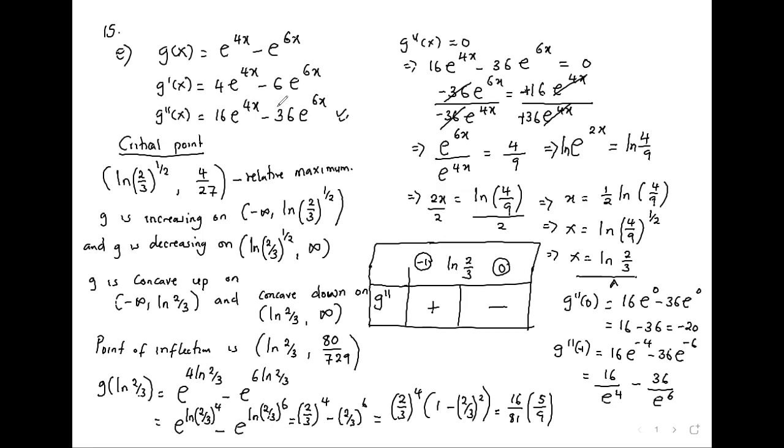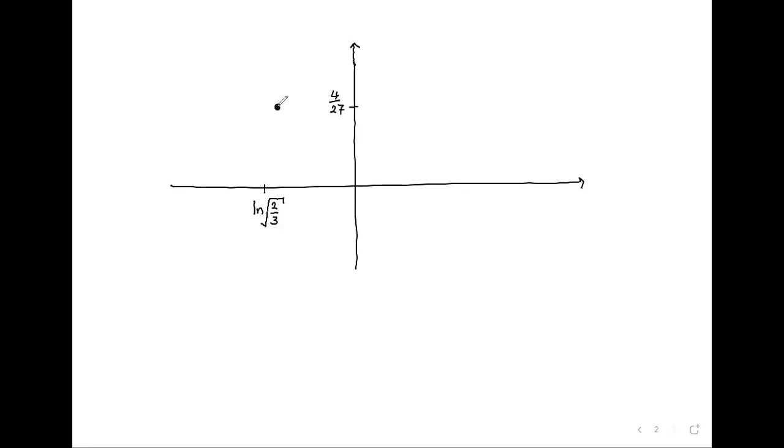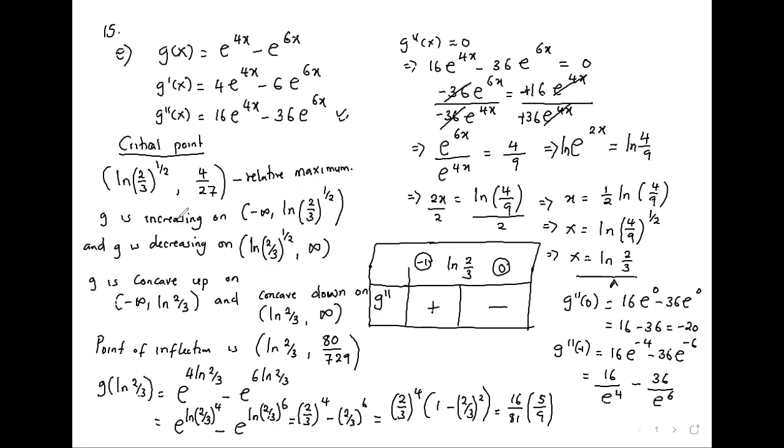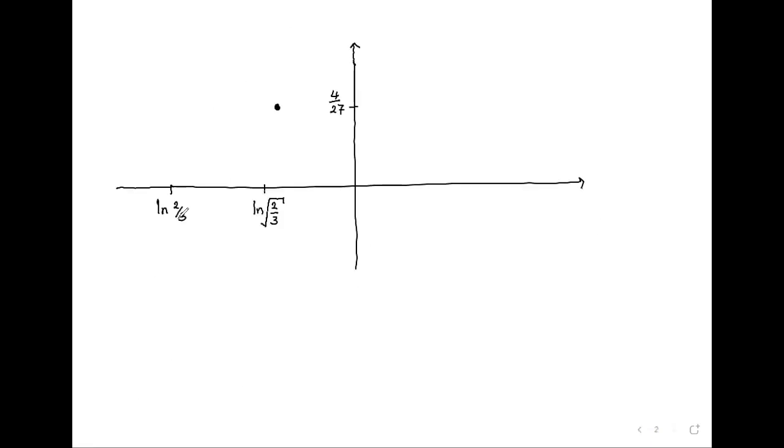Then we're saying it has a concavity change at ln 2 over 3. So that is somewhere here, ln 2 over 3, comma 80 over 729. That's somewhere here. So somewhere here it has a point of inflection. So it's concave up, then concave down.